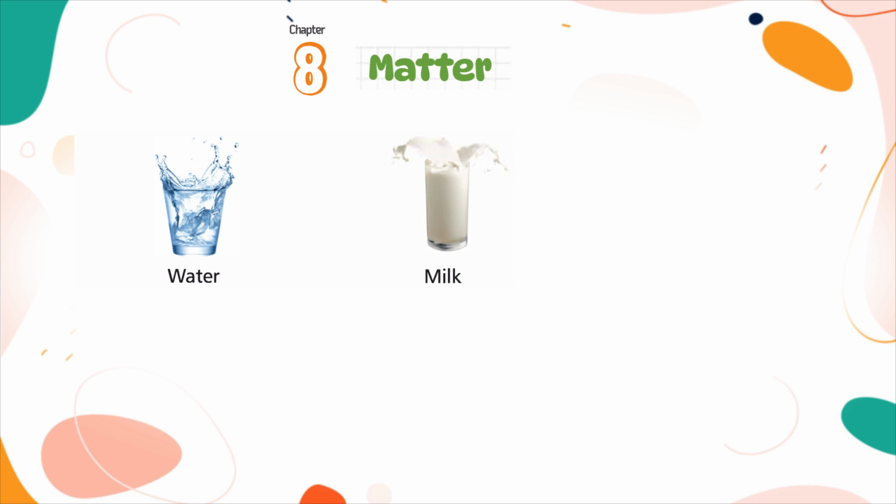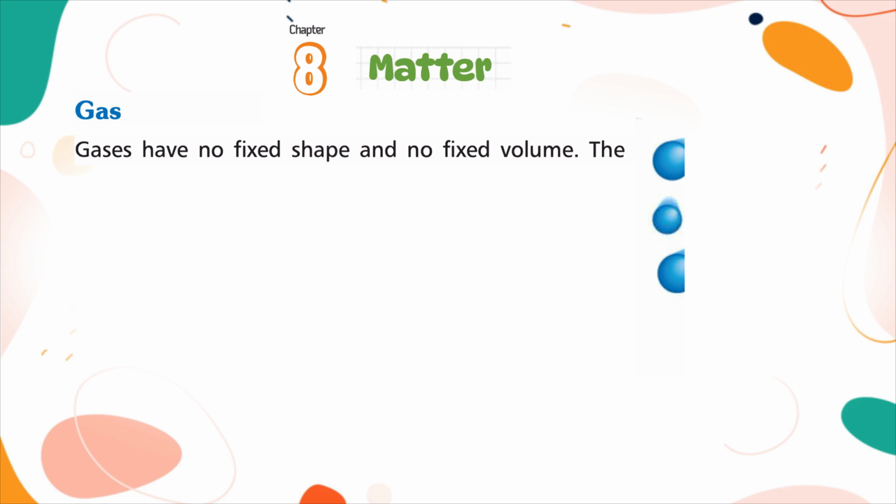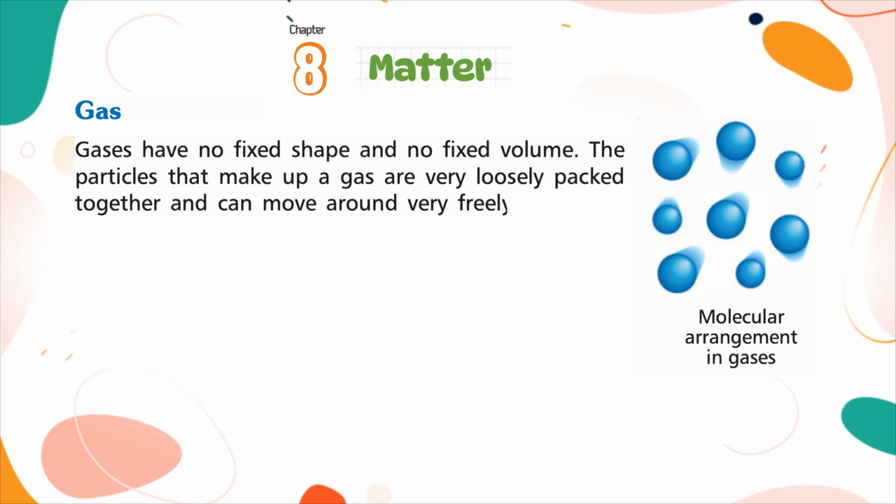Gas. Gases have no fixed shape and no fixed volume. The particles that make up a gas are very loosely packed together and can move around very freely. This gives gas the following properties.